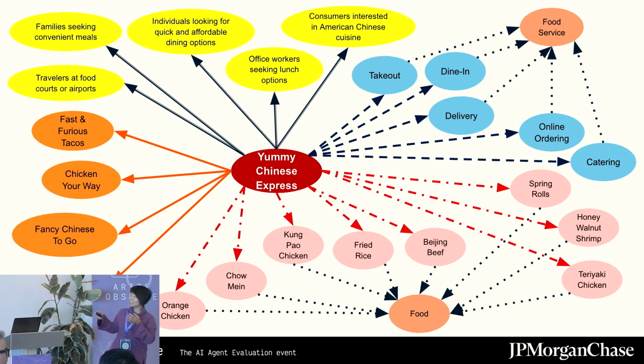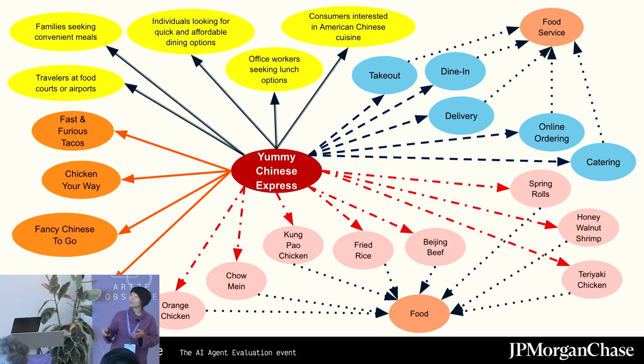And then this is Yummy Chinese Express's contribution to our entire merchant graph. So you can see that in the yellow, we have the customers. So remember, yellow are the customer nodes. And then the blue are the products. The pink, I apologize in advance for folks that are colorblind, but hopefully you can follow that the pink are the products.